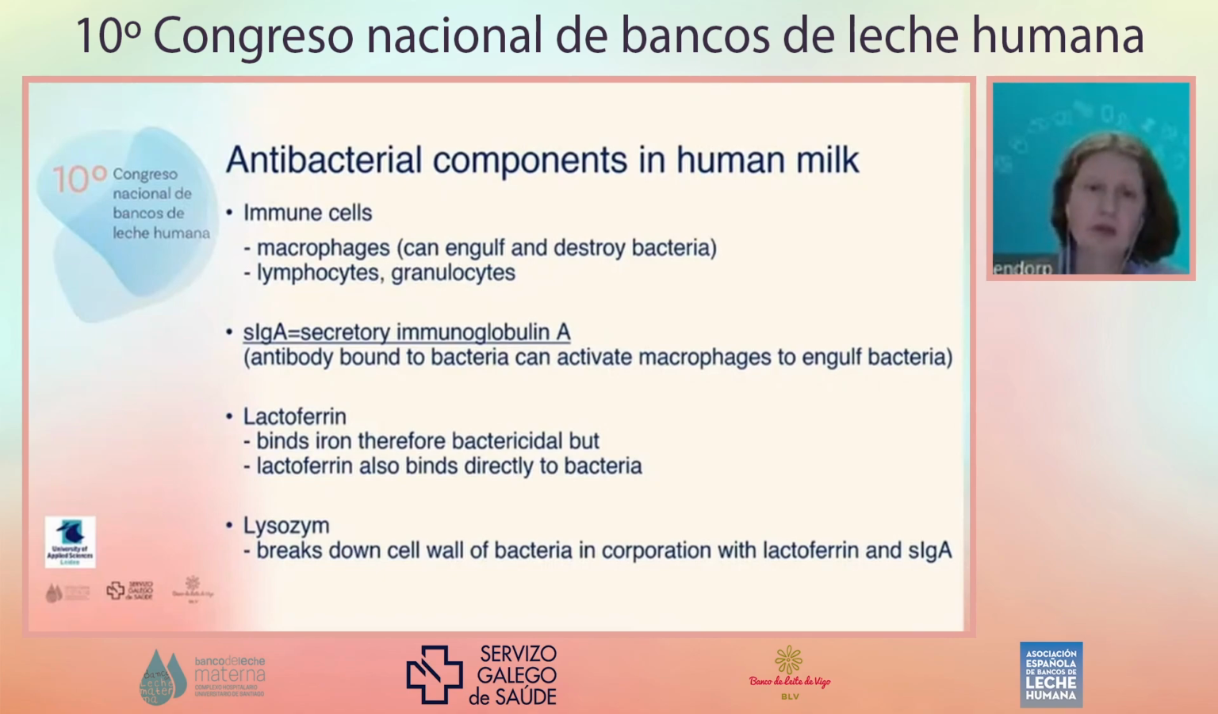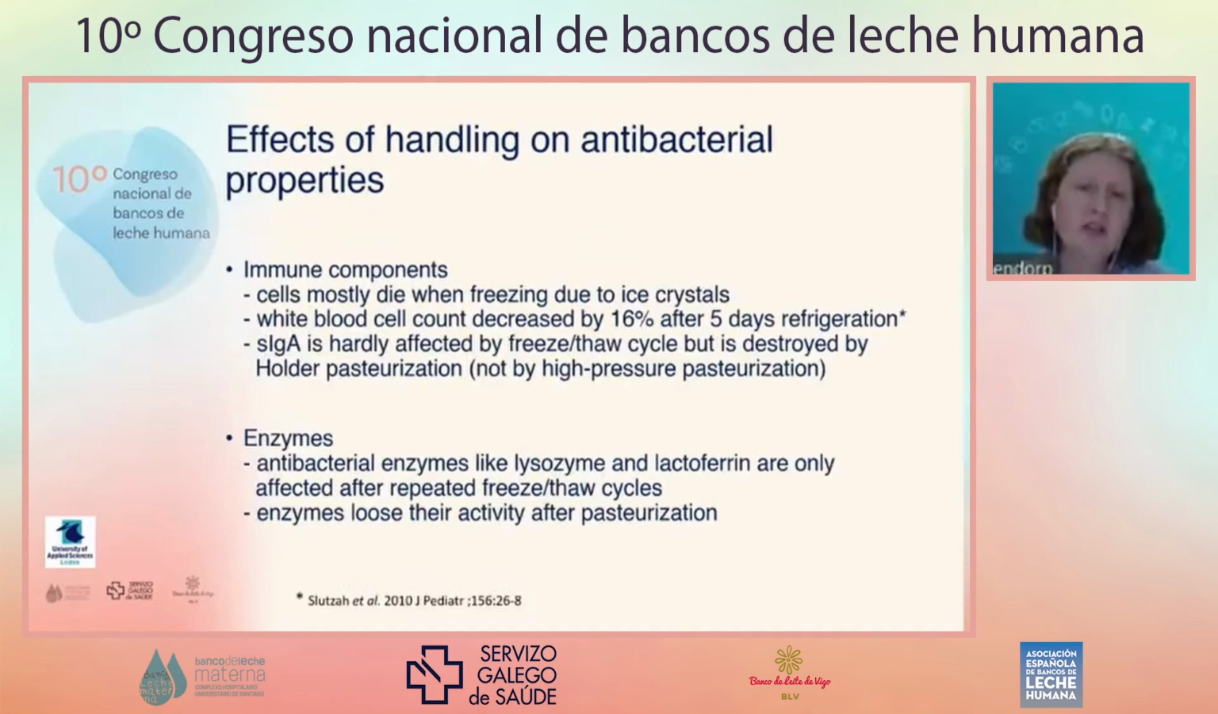But we also have to take into account that handling the milk, preparing donor milk, for example, can have an effect on these antibacterial properties of human milk. For example, if milk is frozen, the cells that are in the milk, so the macrophages and other white blood cells, would probably be destroyed because of the formation of ice crystals. And there was also a paper in 2010 investigating that even if you leave human milk in the refrigerator, the white blood cell count will decrease.